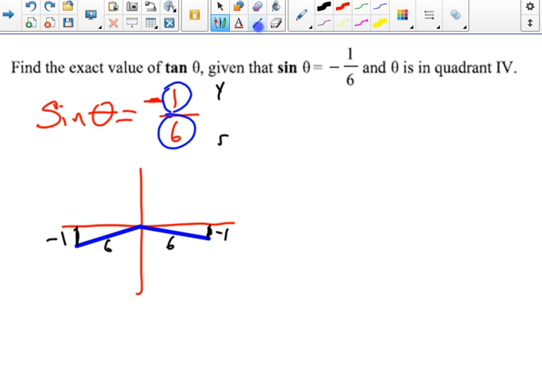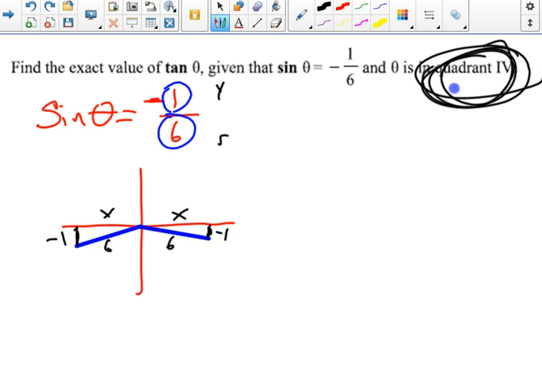But which one of those do we want? Do we want this x or do we want this x? Both are going to be the same size, but one's positive, one's negative. Which way do we go? Well, they tell you. They have to, otherwise we don't know which one to go to. Quadrant 4, so I don't want this guy. Now I got to find x.